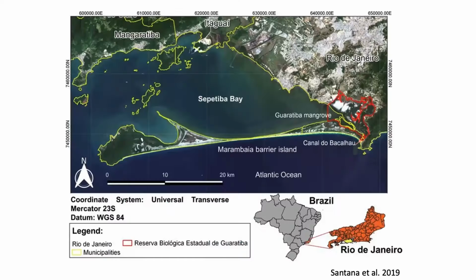Barrier islands are long, offshore deposits of sand situated parallel to the coastline and are separated from the coast by a lagoon or a bay. Here you see Sepetiba Bay in Rio de Janeiro, Brazil, separating the barrier island called Marambaia Barrier Island from the mainland in the state of Rio de Janeiro.